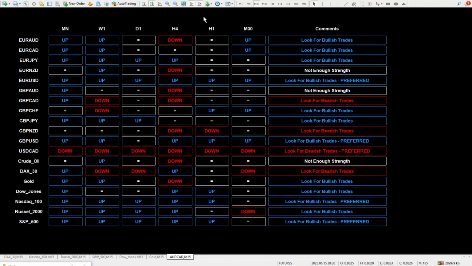It's running in real time. It analyzes the charts from the monthly right down to the 30 minutes. After some calculations within the comments here, it'll suggest either look for bullish trades, bearish trades. Some will be preferred. Sometimes it'll be just running flat.